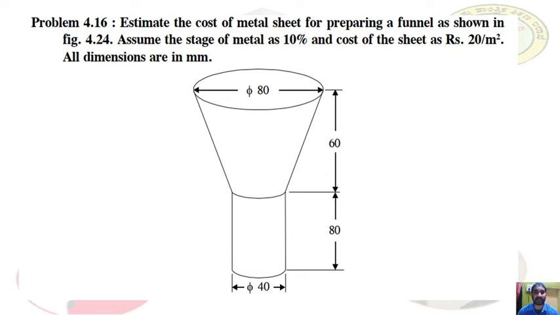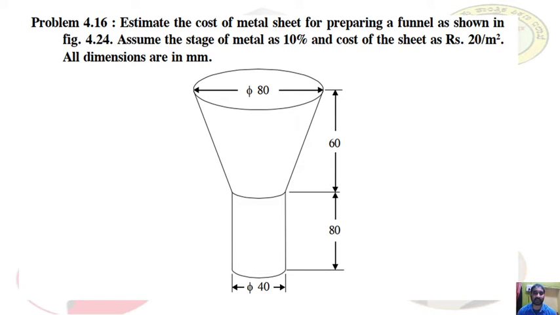Estimate the cost of sheet metal for preparing the funnel as shown in the figure, assuming the scrap of the metal as 10% and the cost of the sheet is rupees 20 per meter square, all dimensions in millimeter. So you need to calculate the cost of the sheet metal for preparing the funnel. The wastage of material during cutting is 10%, and per meter square we need to pay 20 rupees for the sheet metal. You need to calculate how much area of sheet is required to prepare this funnel.